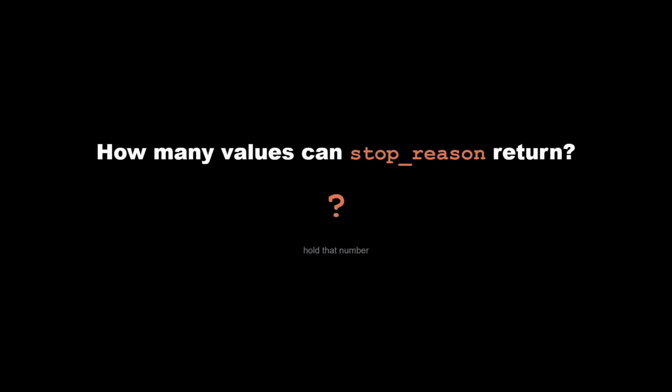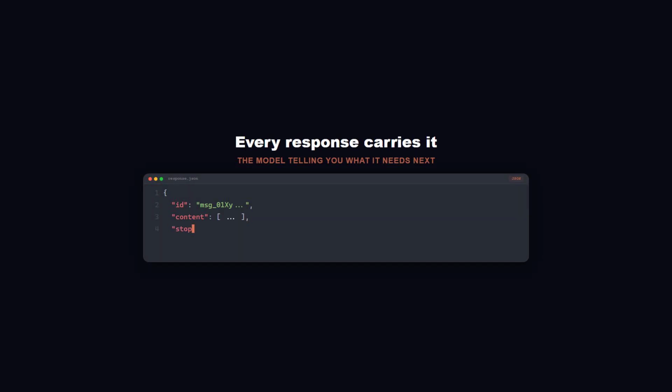Okay, the control signal. Before I show you, guess how many different values stop reason can return. Hold that number. Every response from the Claude API carries a stop reason field. It's the model telling you what it just did and what it needs from you next. Think of it as a turn signal. The car tells you where it's going before you have to react.